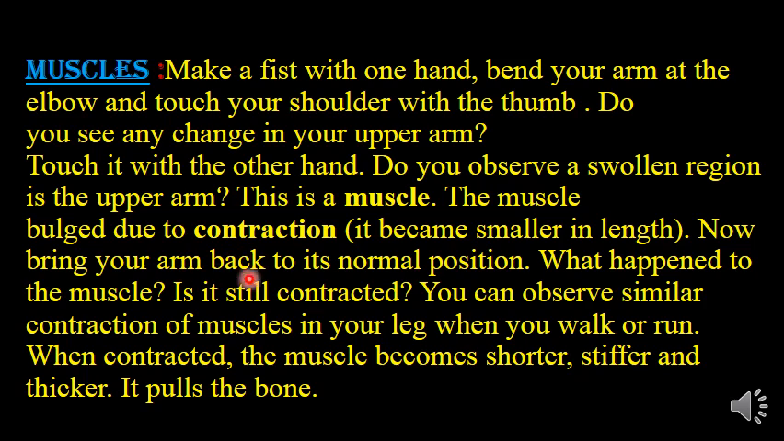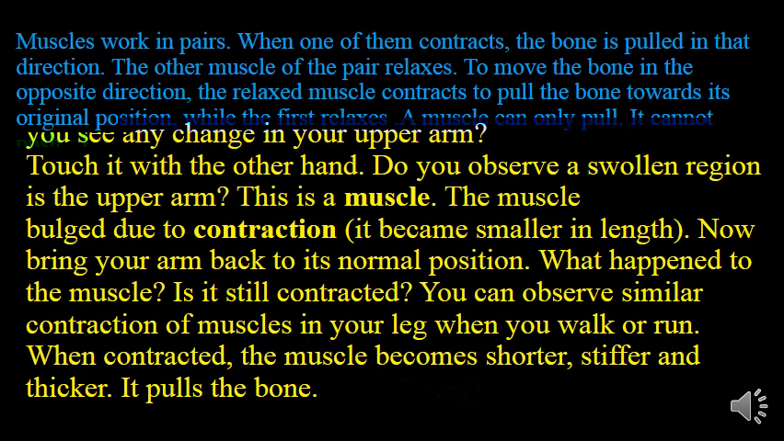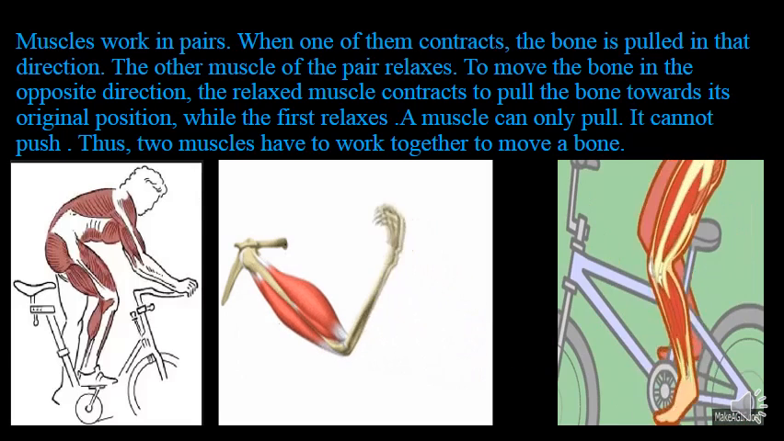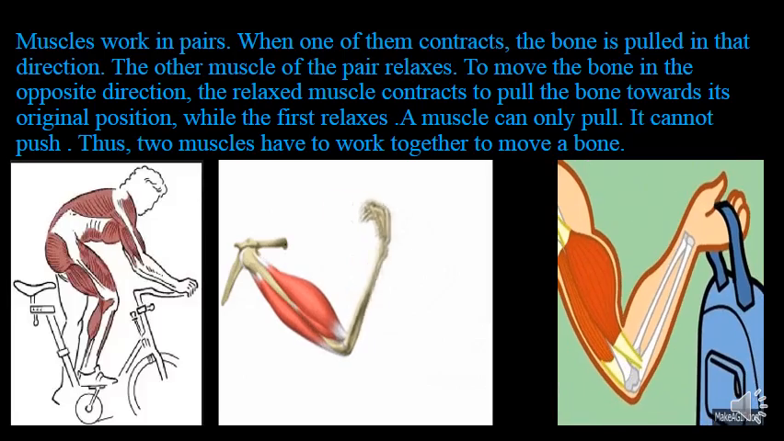Now bring your arm back to its normal position. What happened to the muscle? Is it still contracted? You can observe similar contraction of muscles in your leg when you walk or run. When contracted, the muscle becomes shorter, stiffer, and thicker. It pulls the bone. It shows the movement in bones by contracting and relaxing.